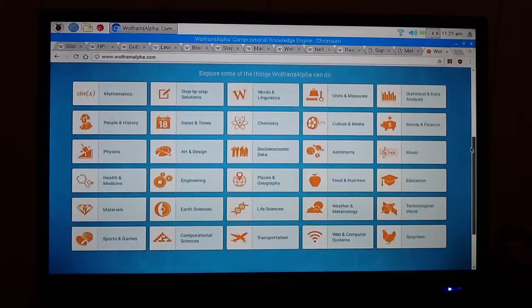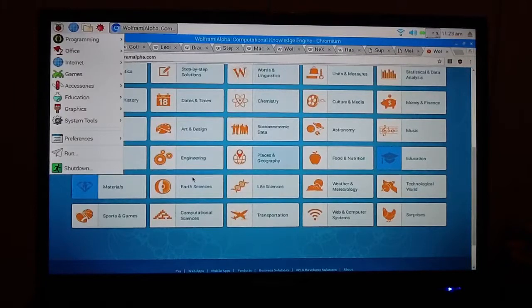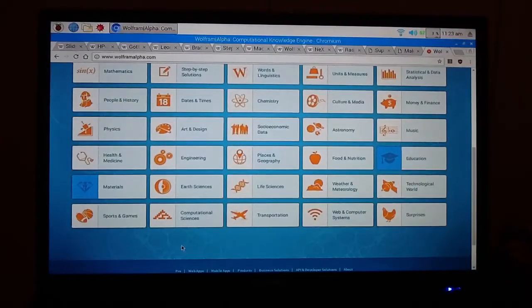Now look at all the things that Wolfram Alpha will do. It's a fantastic tool, and here are all the subjects. Right up here is mathematics, which is what we're going to talk about today. But it will also do words and linguistics, units and measure. In fact, we use that. We teach technicians in our workforce math program how to use units and measurement. Food and nutrition, engineering, earth sciences, physics, and you name it, there's all these subjects.